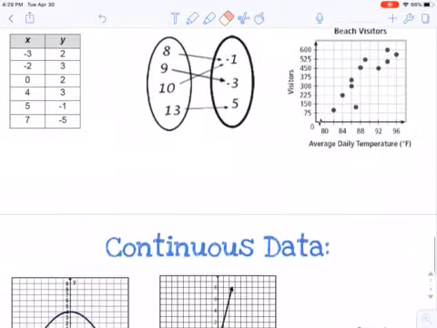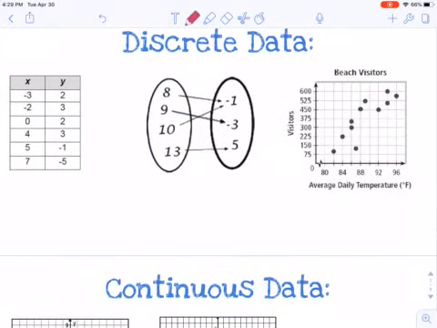So really quickly, I'm just going to do a couple of these. If you're given discrete data, that's where you just list out the individual numbers, okay? So for this mapping, for example, the domain would be 8, 9, 10, 13.